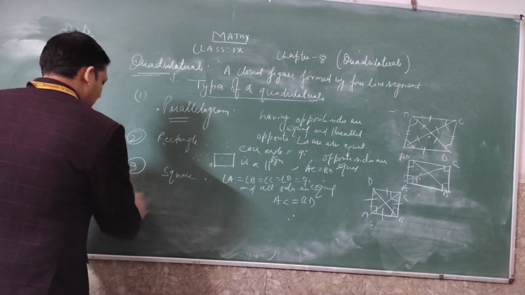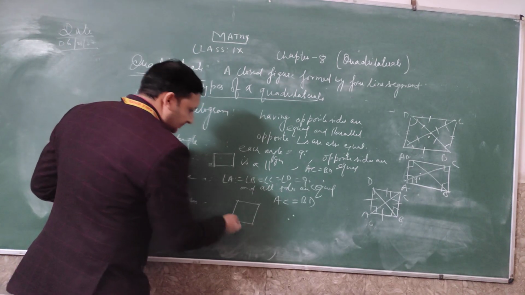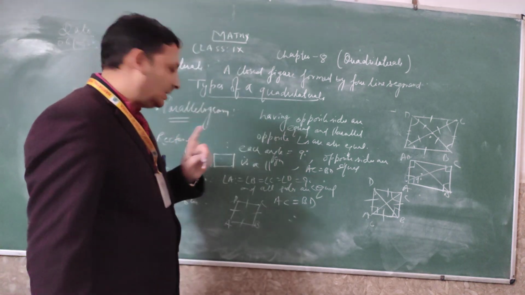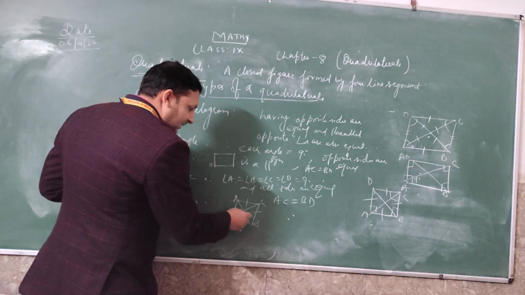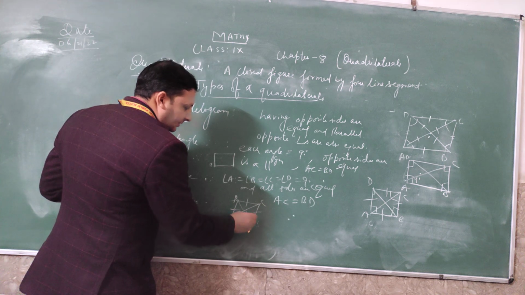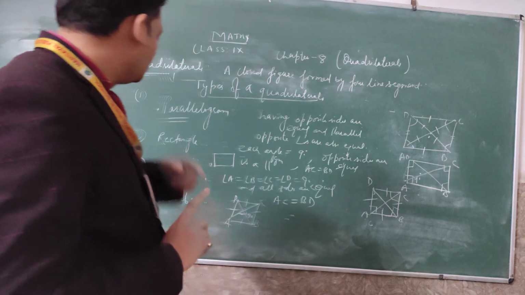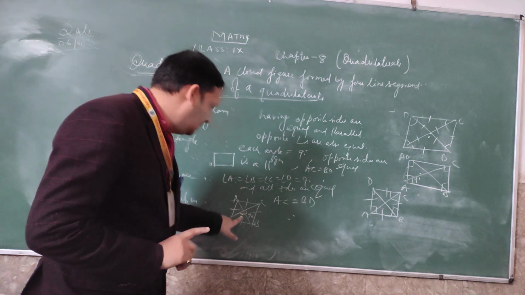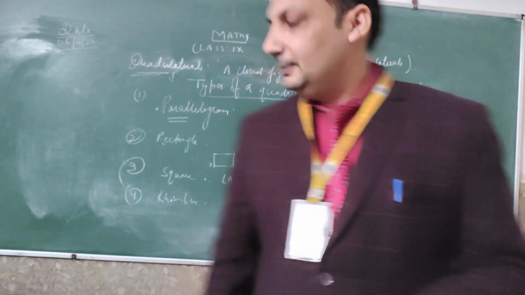Fourth, rhombus. Rhombus is also a quadrilateral having all sides equal like this. All four sides are equal, but angles are not equal to 90 degree. But the main quality of this is diagonals bisect at 90 degree. That is called a rhombus. So see here, rhombus is also called a parallelogram. Diagonals of the rhombus bisect each other at 90 degree and all sides will be equal. But here all angles will not be equal to 90 degree.